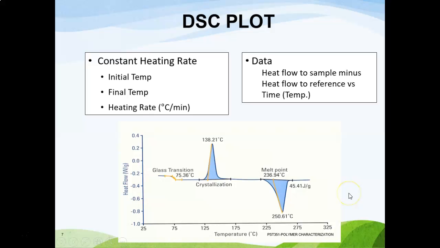And the data is the heat flow to the sample minus the heat flow to the reference versus time. Okay, temperature. We can see that the yellow dip here is the curve for Tg, which is 75. This one is the curve for Tc, which is the crystallization temperature. And the last one is the Tm, which is the melting point, 236.94.